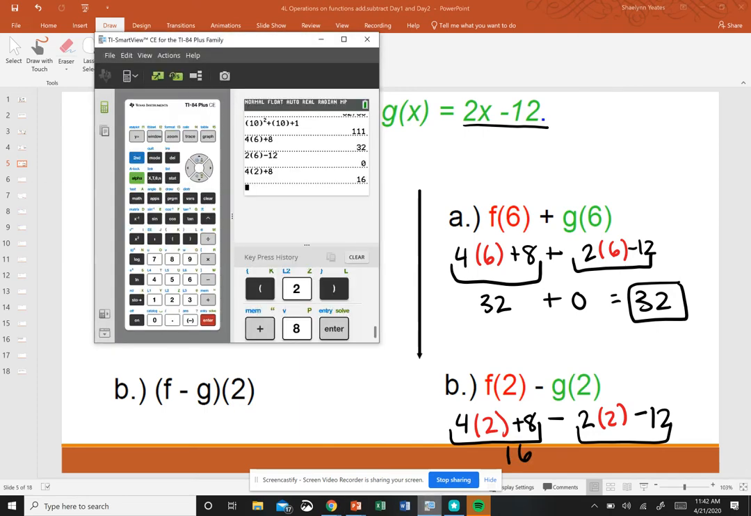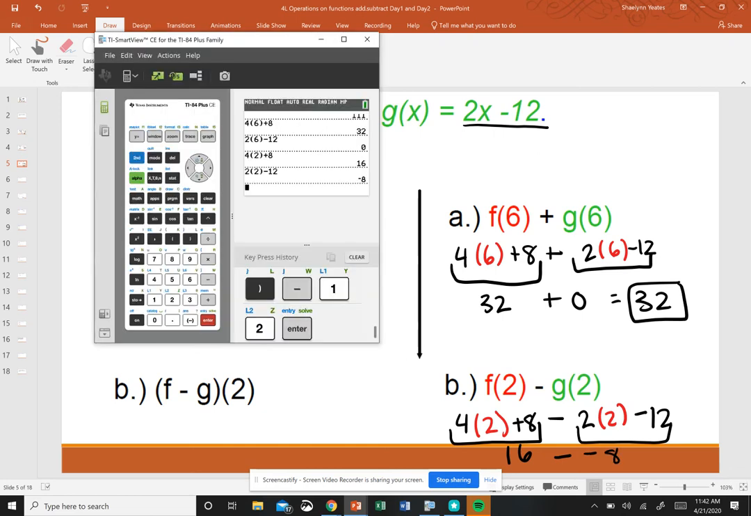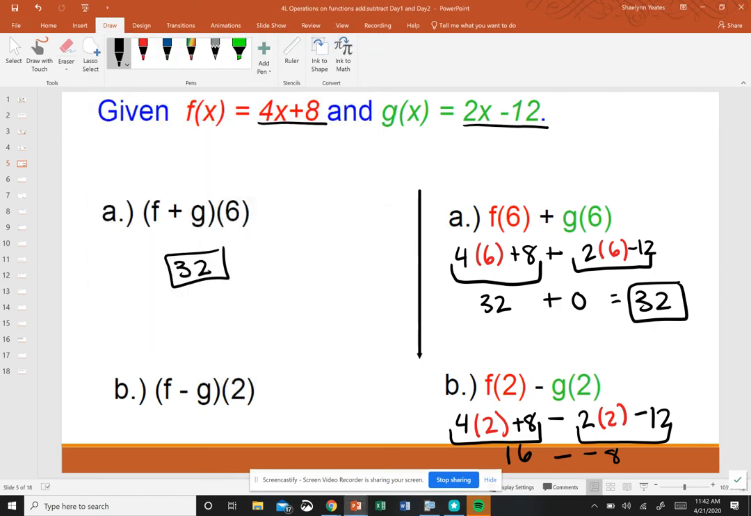And then for the second one, I'm going to do 2 parentheses 2 close parentheses minus 12. And I get negative 8. So this is going to be minus negative 8. So I'm going to pull out my calculator and do 16 minus negative 8. And that's 24. Anytime you subtract a negative, by the way, it's the same thing as adding a positive. So this is really 16 plus 8, which is why we got 24.